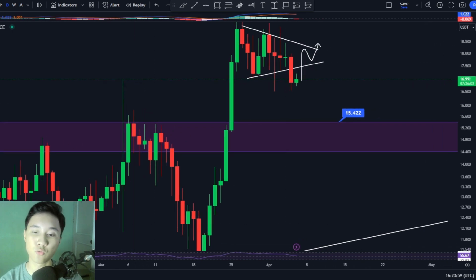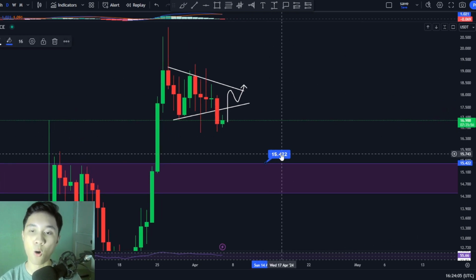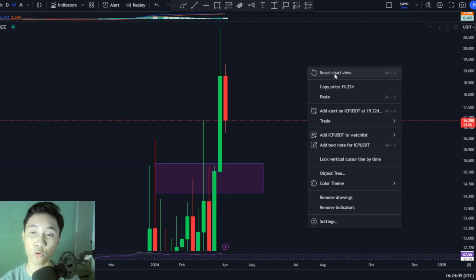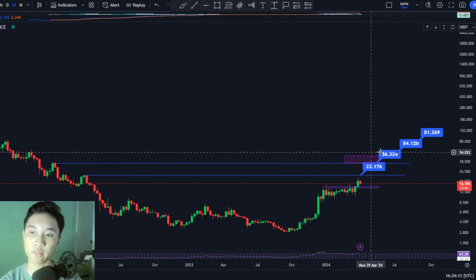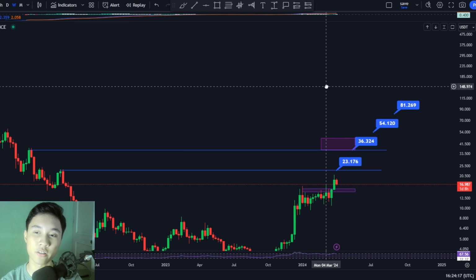And that is for the shorter daily time frame. Now let's move to the longer weekly time frame, because I know many of you want to hear my updates and my view for the longer weekly time frame charts for the Internet Computer ICP price. Now, in case you're wondering, yes, my view has not changed.